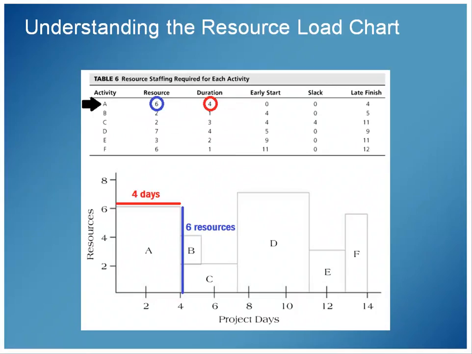Specifically, for activity A, I can see on our chart here that the duration is 4 days, and project days is across the bottom of my chart, and this one is broken into units of 2. So there's day 1, day 2, day 3, day 4. So I'm using 4 days for activity A, and the resources, 6 resources. So I've got 1, 2, 3, 4, 5, 6 resources. So my A box is 6 resources high and 4 across. That's a nice way of displaying that I've actually got 6 times 4, 24 units of resources here.